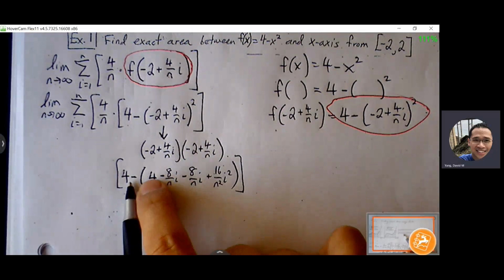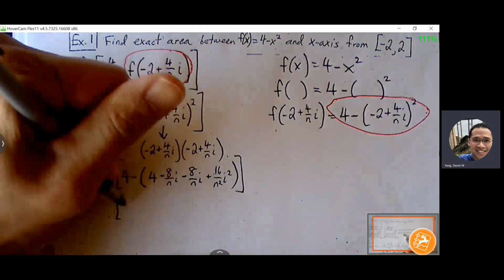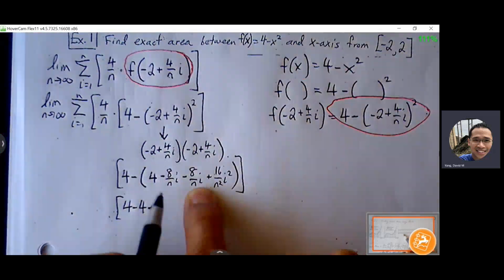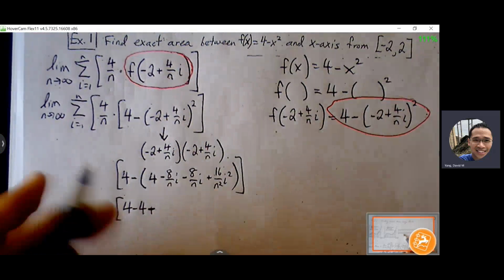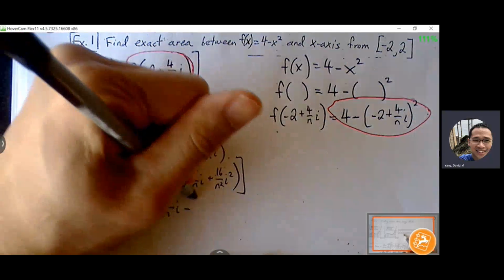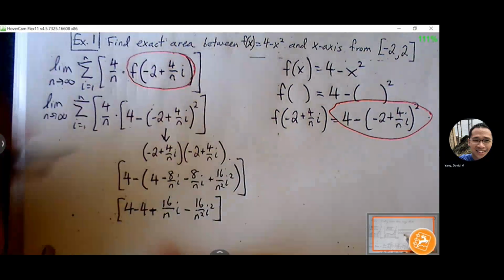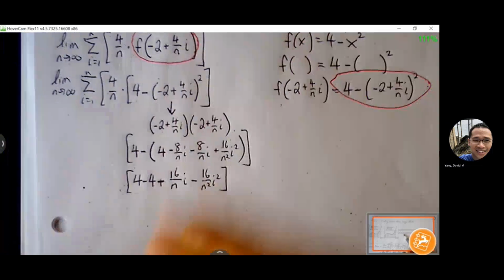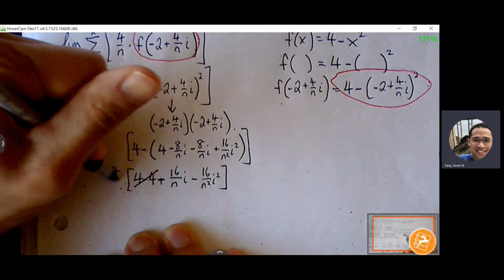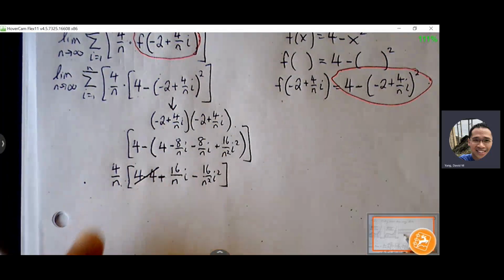Okay, so I'm just going to go ahead and distribute the negative through, combine the like terms, and see what we have. Okay, so I have 4 minus 4. This is minus 16 over ni with the negative in front, so it's going to give me positive 16 over ni, and then minus 16 over n squared i squared. What happens with that 4 minus 4? Just goes to 0. That's nice, but we still have that width component. We don't want to forget about that width component. That's still outside here. Distribute that 4 over n through.